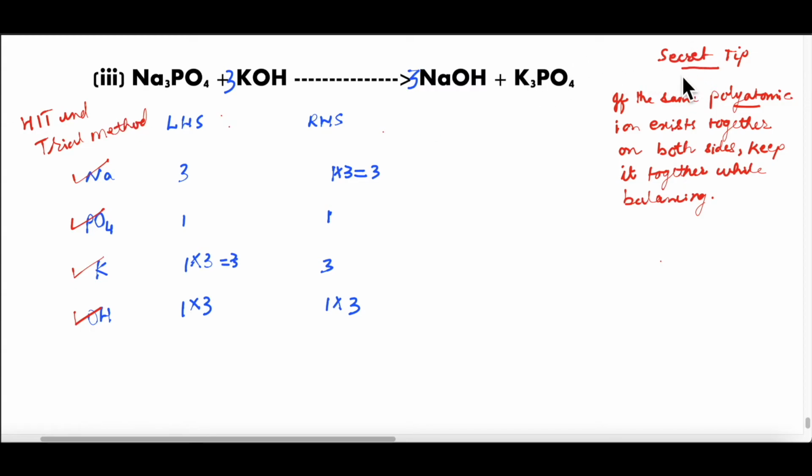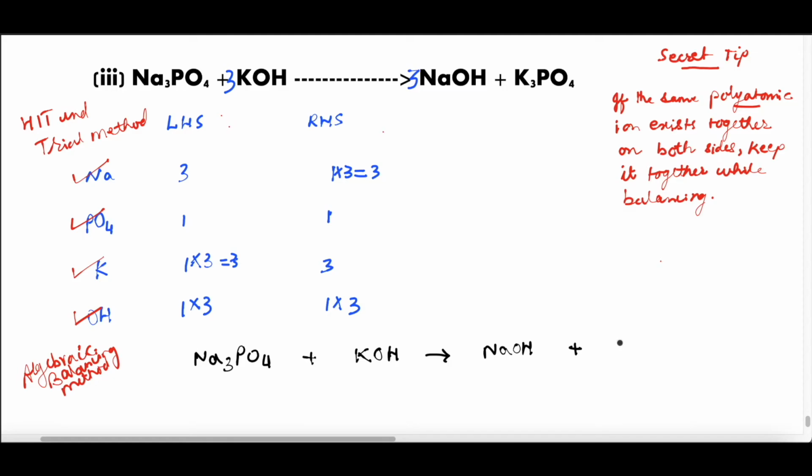Thus we have learnt one more secret step, that is, if the same polyatomic ion exists together on both the sides, then we should keep it together while balancing. Now let us solve the same one with the second method that we have learnt, that is algebraic balancing method. So let me write down this chemical equation for you. It is Na3PO4 sodium phosphate plus potassium hydroxide KOH on a reaction gives sodium hydroxide NaOH plus potassium phosphate K3PO4.